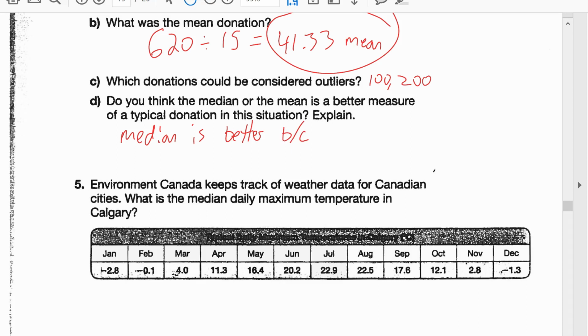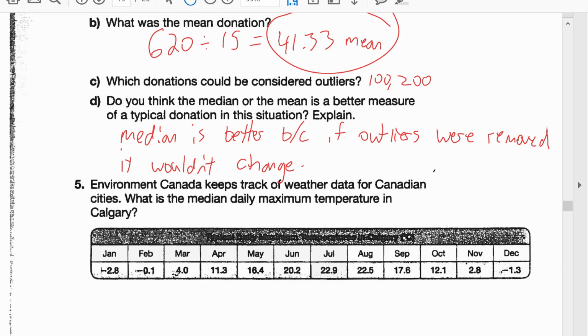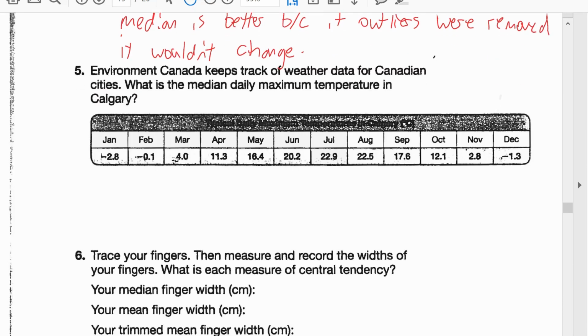Because if outliers were removed, it wouldn't change. Good. Let's go to 5.